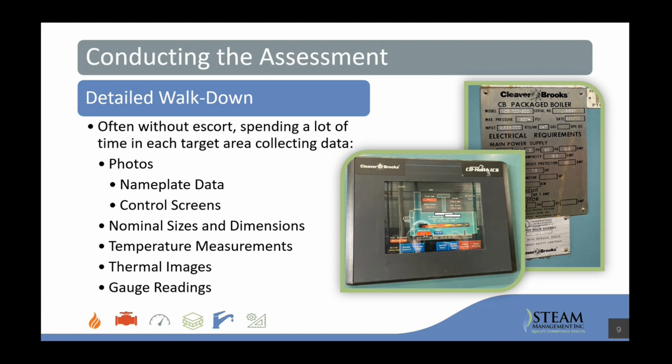Some of the big things you want to get are nameplate data, pictures of nameplates, pictures of control screens. If you don't end up getting any trend data from their control system, control screens are a great place to see how the equipment's operating. Nominal sizes and dimensions of piping and equipment, and maybe even you're already thinking about new equipment that you want to put in, and you're measuring space available for that, or piping runs that might be required. Temperature measurements, thermal images, gauge readings.